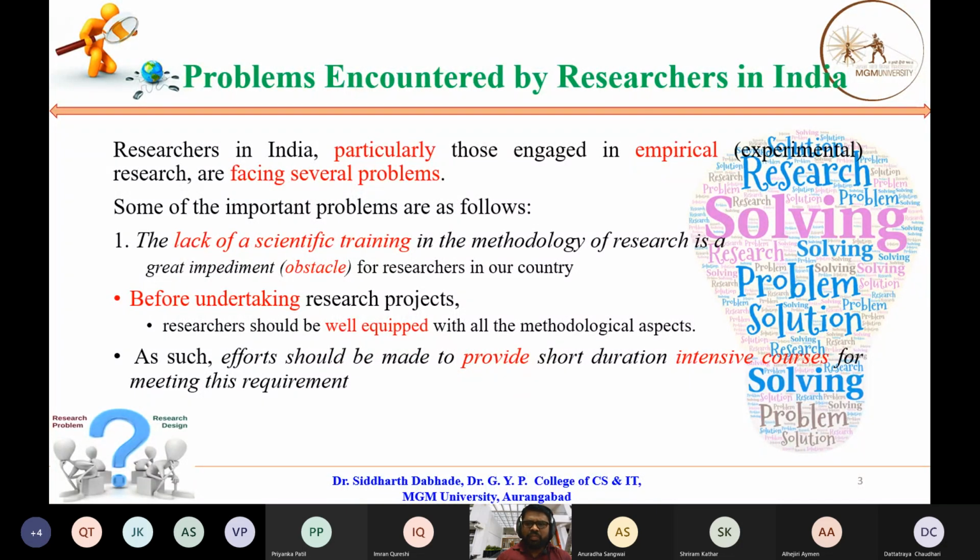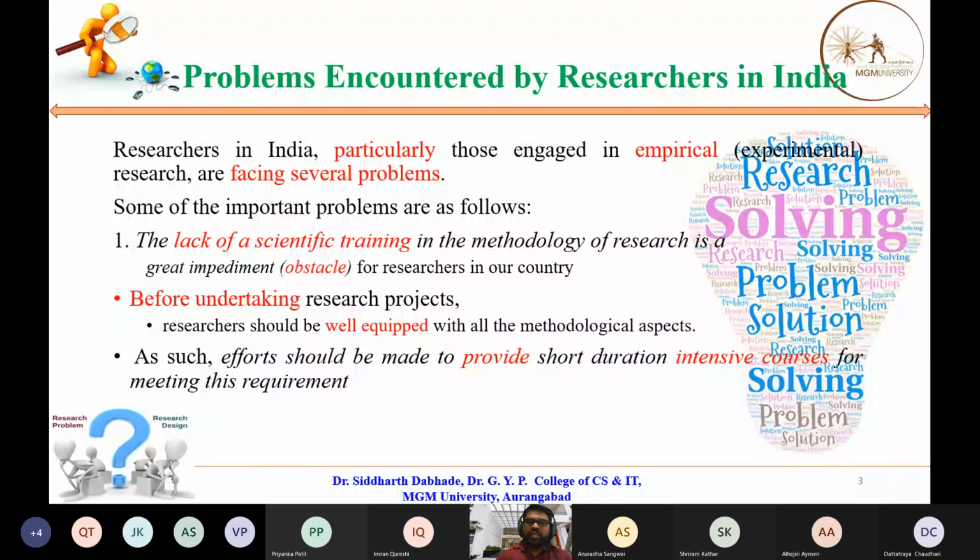So if any empirical research is involved, most researchers face many problems. There are ten different points highlighted in Kothari's book, and I will try to give glimpses of them. The very first point is lack of scientific training. What does it mean?